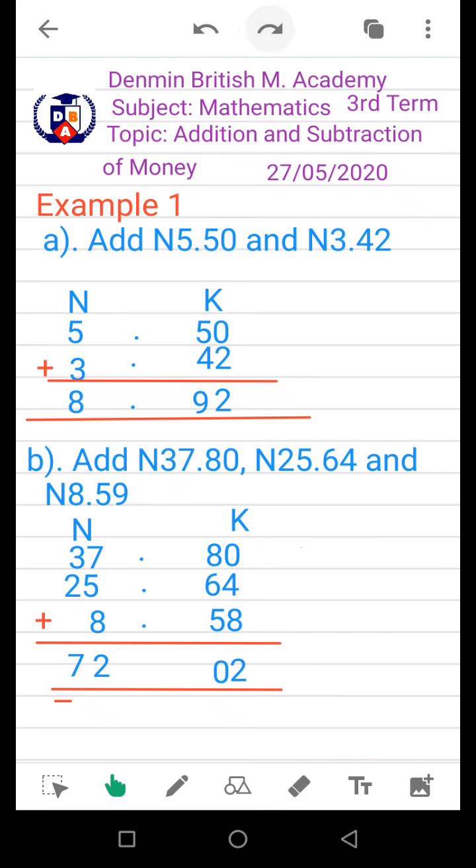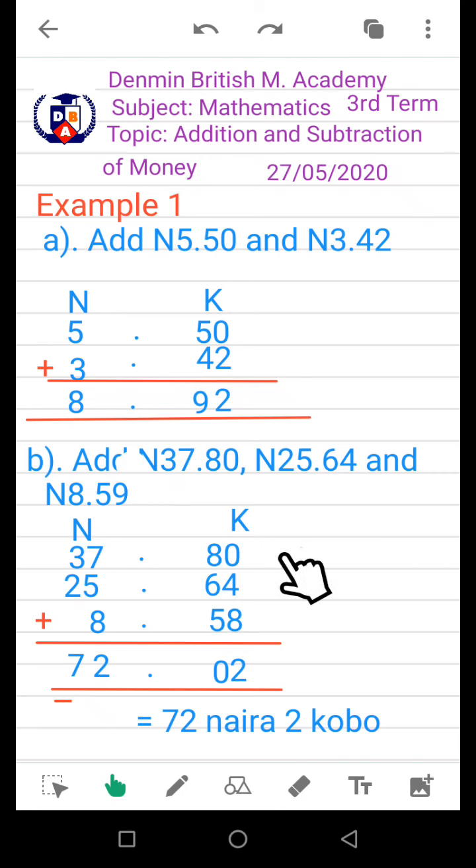We need to put our point there in the middle. So what we have is 72 naira 2 kobo.